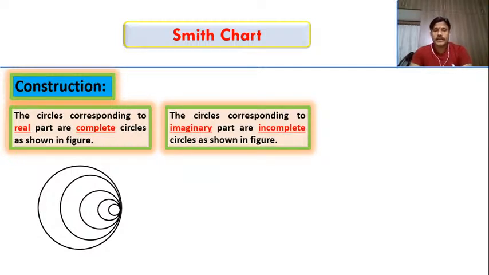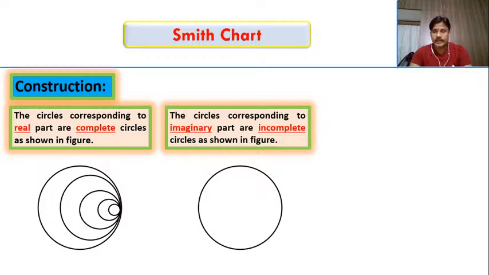The circles corresponding to the imaginary part are incomplete circles, as shown in the figure. So there will be two kinds of circles, complete circles and incomplete circles. Complete circles represent the real part, and incomplete circles represent the imaginary part. Similarly, here also we have to consider the Smith chart under 1 unit radius.